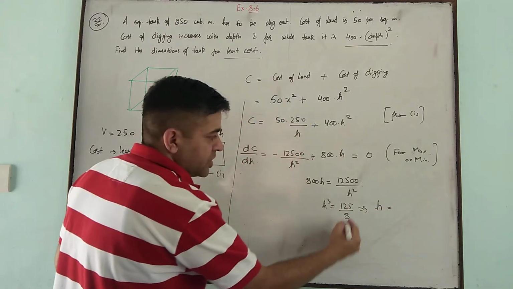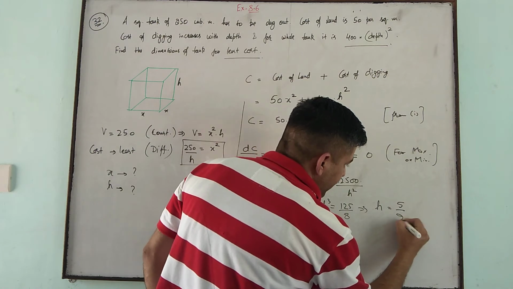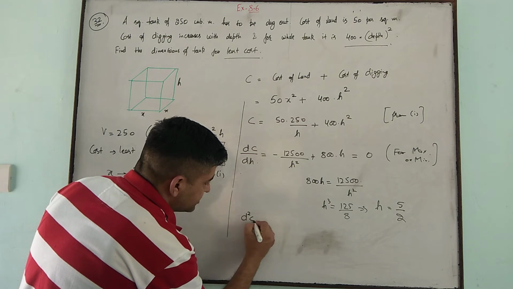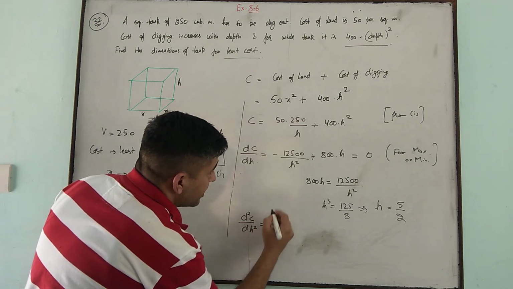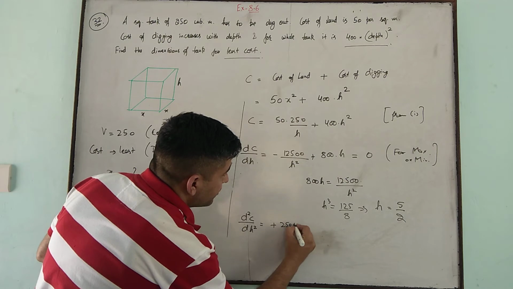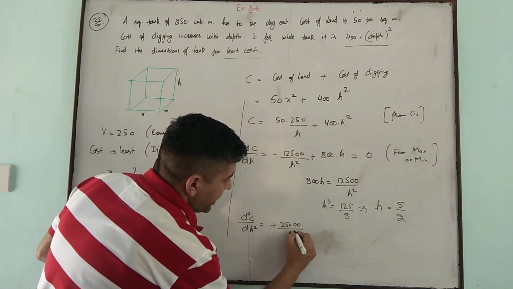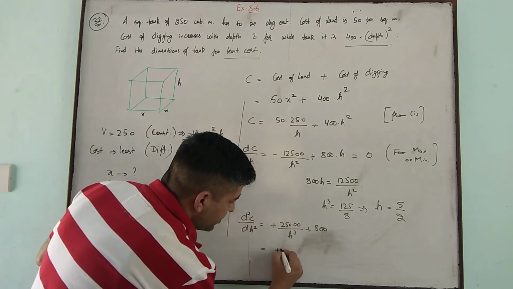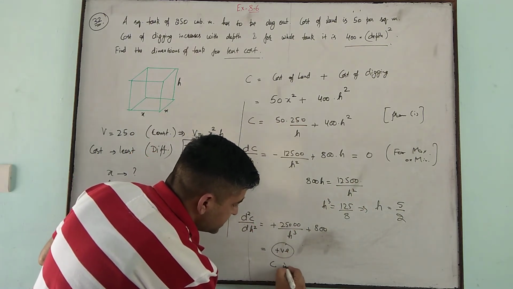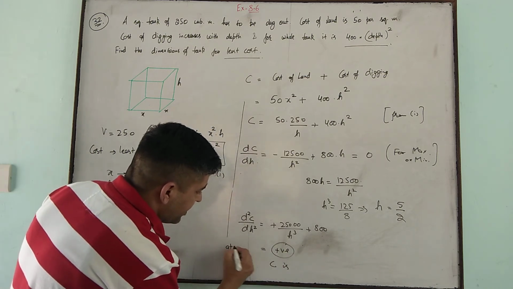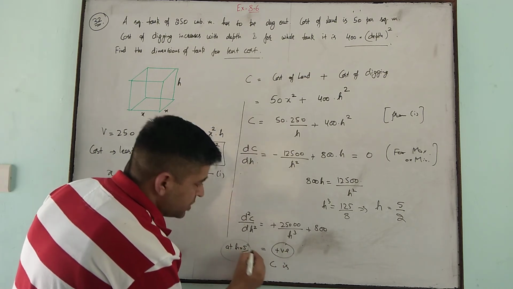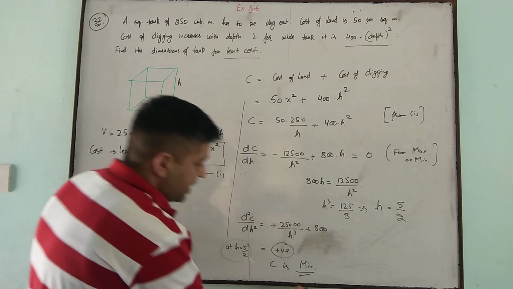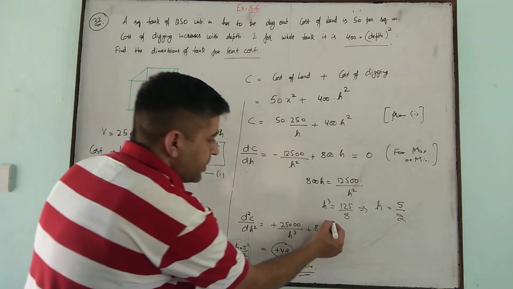h is equal to 5 by 2. And at this point your double derivative is 250 upon h cube plus 800. h is 5 by 2, so this will be positive. Positive means at h is equal to 5 by 2 the cost is minimum.